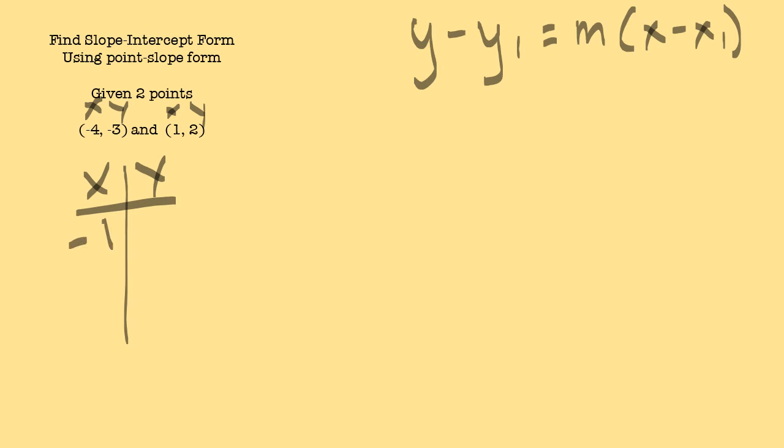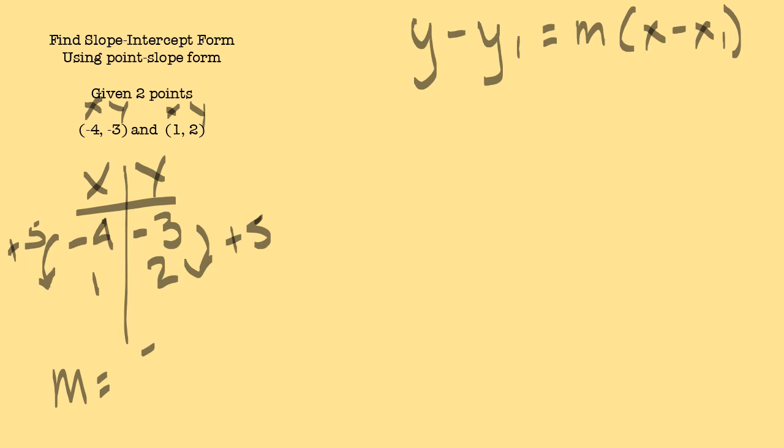We get -4, -3, and then 1 and 2. We're going up by +5 on both sides. And if we look back at our prior problem, m was equal to 5 over 5, or just 1. So now we plug it in. It's always easier to use the non-negative one because then you don't have to worry about the negative that we have up here.